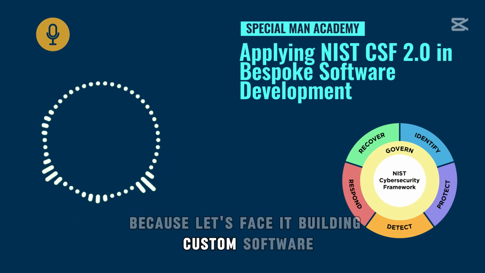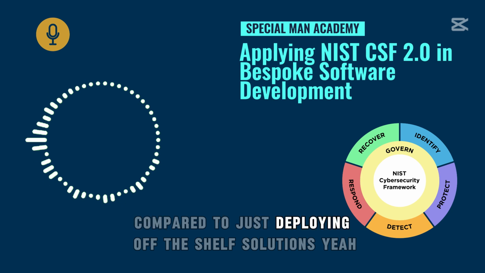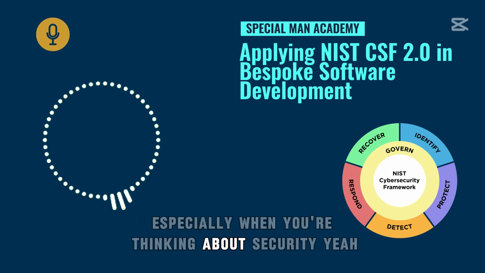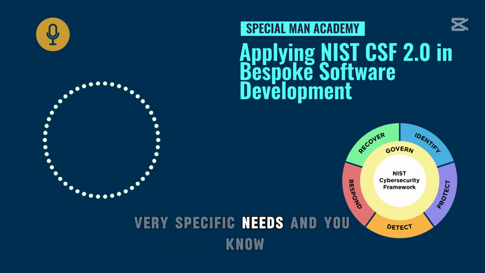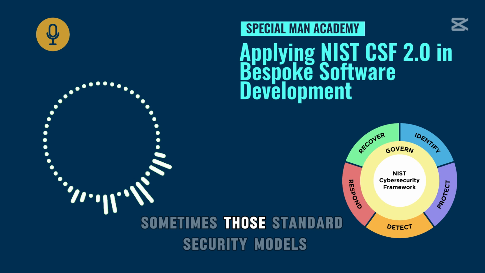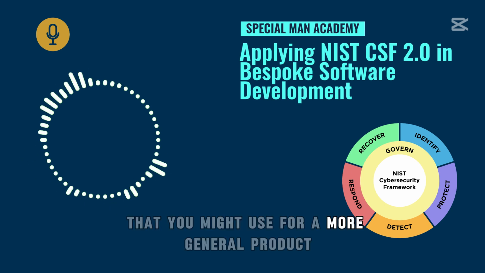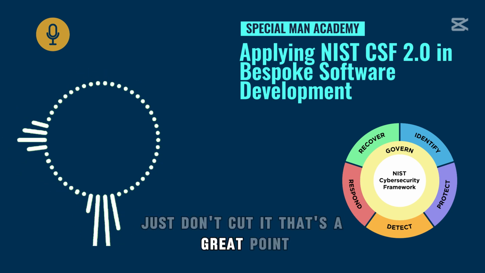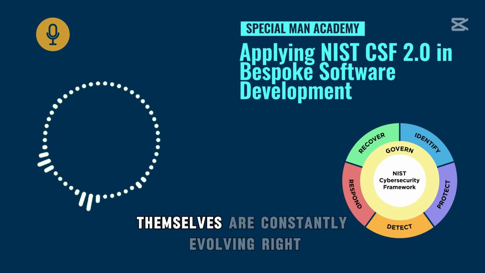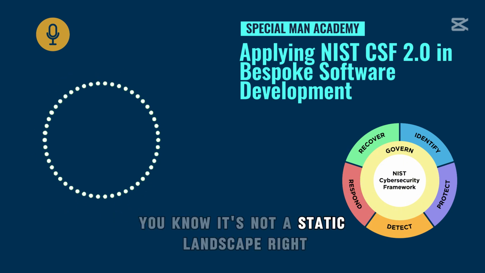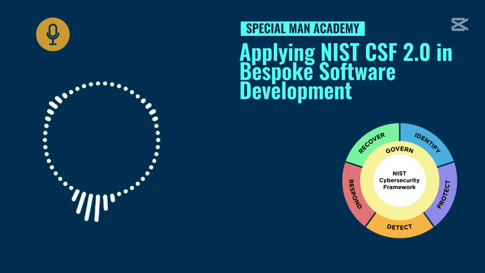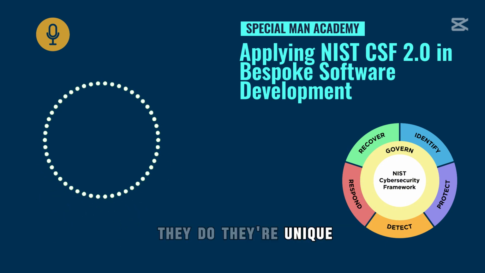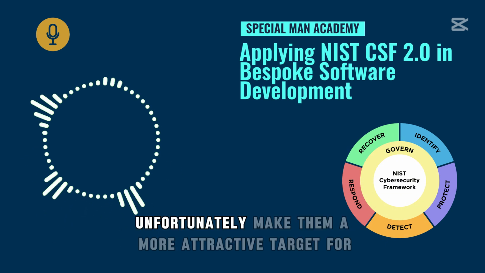Because let's face it, building custom software is a whole different animal compared to just deploying off-the-shelf solutions. Especially when you're thinking about security. And why is that? Well, you're often dealing with clients who have very specific needs, and sometimes those standard security models that you might use for a more general product just don't cut it. And then you also have the fact that the threats themselves are constantly evolving. It's not a static landscape. And bespoke applications, just by their very nature, they stand out. They're unique. And that can unfortunately make them a more attractive target for bad actors out there.